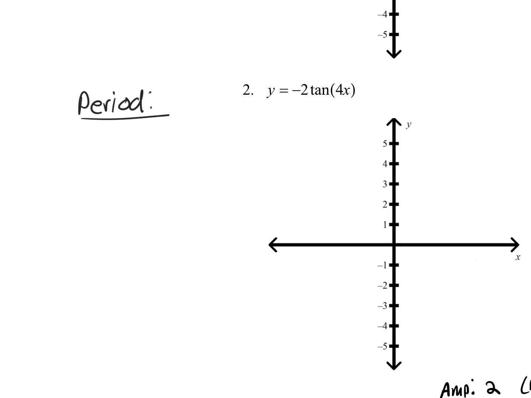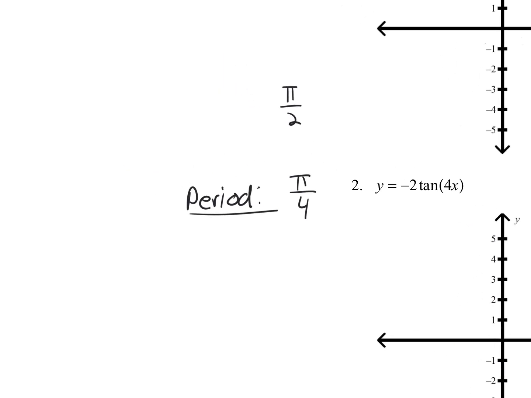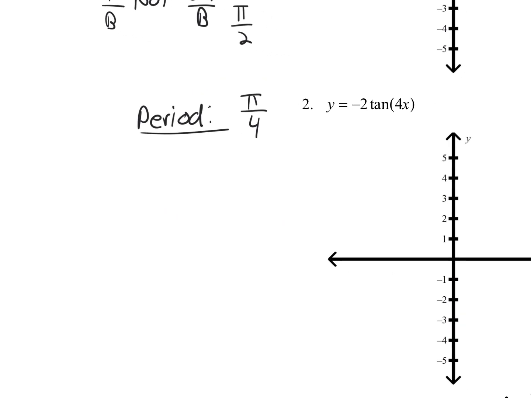All right, so that's what makes it a little bit simpler. What's our period in this case? Pi over 4? Good, right? What if I said pi over 2? What mistake did I make? Because you put 2 pi over 4. Good, right? So in general, tangent is pi over b, not 2 pi over b. Easy mistake to make, just don't forget that. The period in this case is just going to be pi over 4.